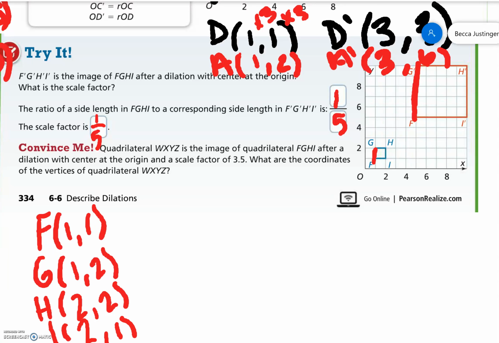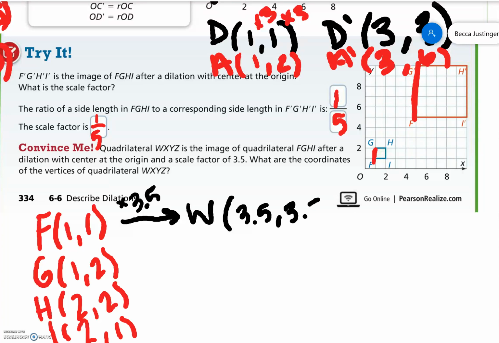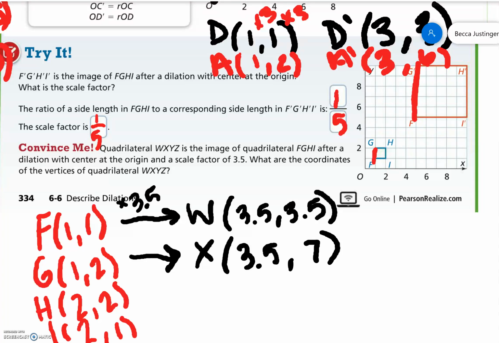So now we have to dilate it with a scale factor of 3.5. So we're multiplying everything by 3.5. So W will be 3.5, comma 3.5. X is going to be 3.5, comma 7, because 2 times 3.5 is 7. Y is 7, 7.